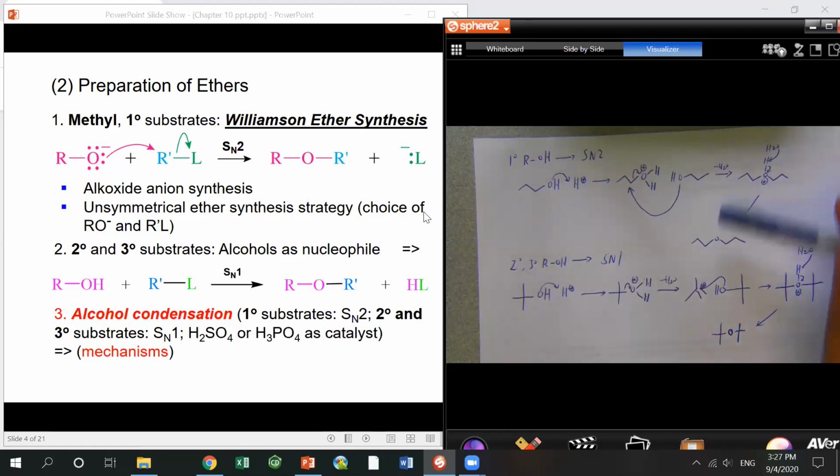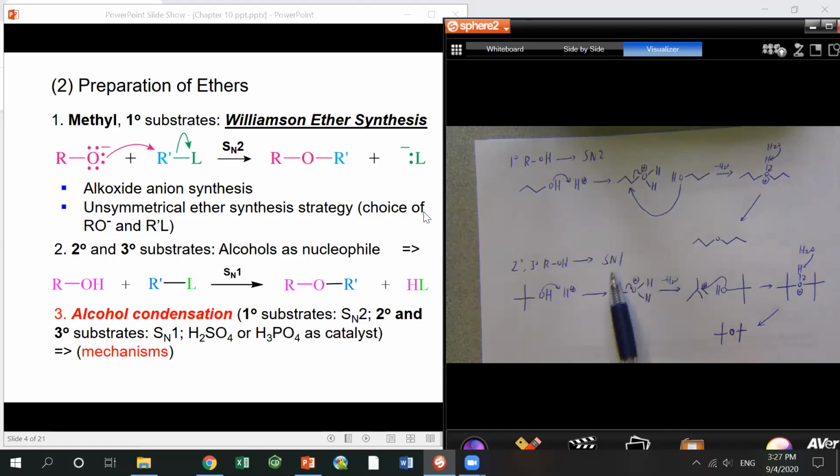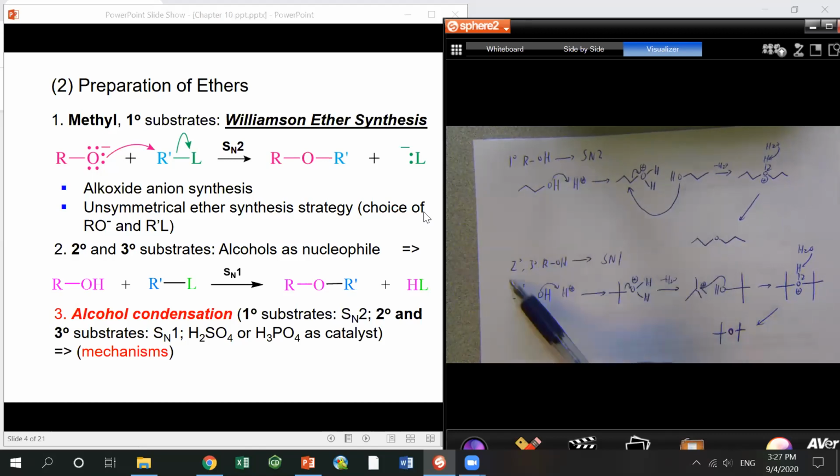Make sure you know how to draw the mechanism for the alcohol condensation, because that's one of the required mechanisms. Again, primary is SN2, secondary and tertiary is SN1. Theoretically, this way is relatively easy for the primary alcohol to make ether, and for secondary and tertiary there will be some competing reactions, like E1, and you actually get a mixture. That's what I'll talk about later. You have to really control the reaction conditions.